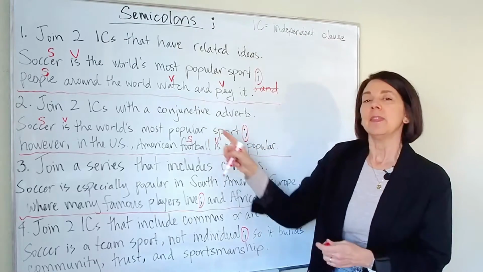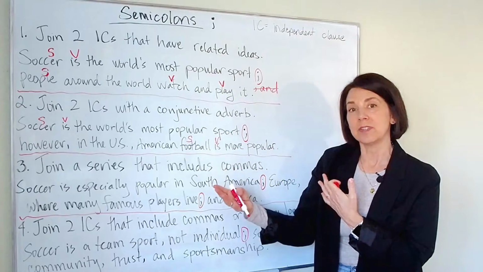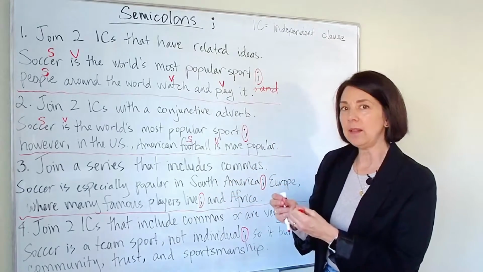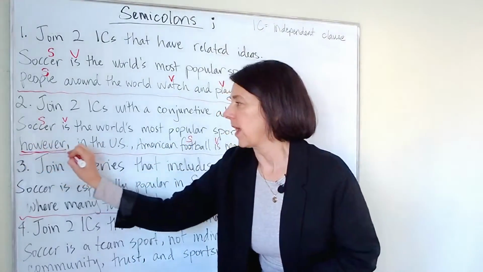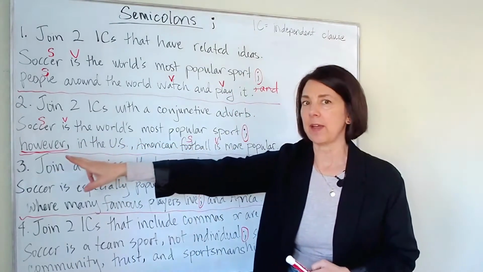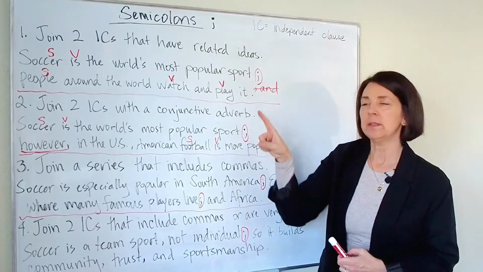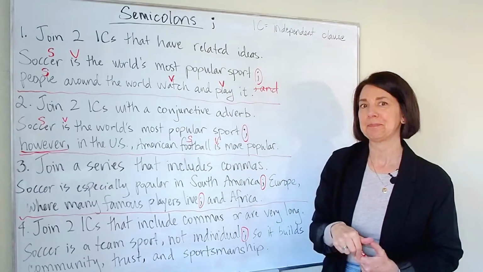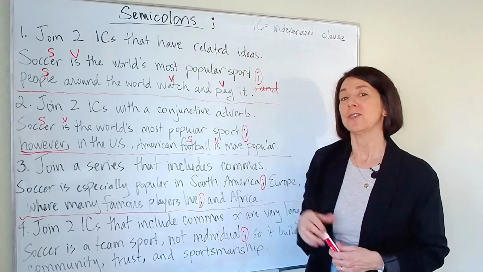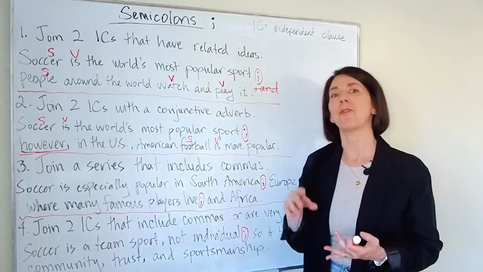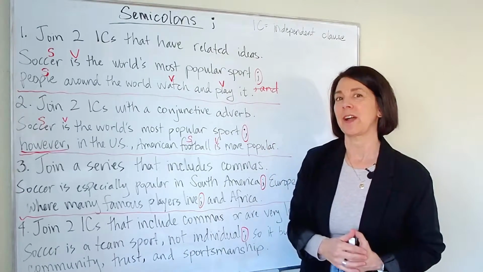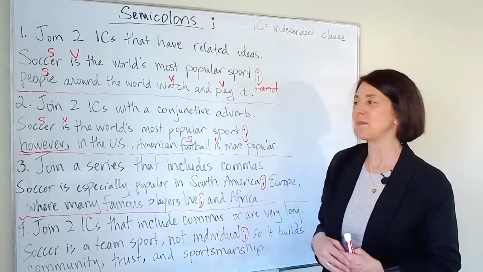Now here, these two clauses show difference or contrast, opposite ideas. To join them well, we're going to use the conjunctive adverb "however." And when we use a conjunctive adverb, we can use a semicolon, "however," comma. I have another video all about how to use conjunctive adverbs. So if you'd like to know more about how to use "therefore," "in addition," "for example," etc., you can check out that video. Okay, let's move on to number 3.